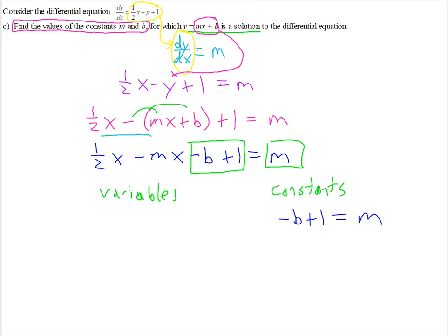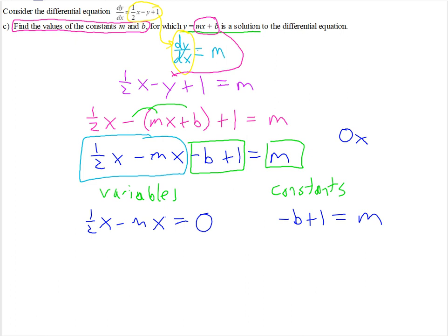Then we set the variables equal to each other. The variables on this side are 1/2 x minus mx. But notice there's no x's over here. There's no variables. So it's like having 0x over here, which is just 0. So we know that would equal 0. If the variables are equal on each side and the constants are equal, that'll make this a true equation. So that's what we can use to solve. We can't solve the constant one yet because it's got two unknowns, m and b. The variables does too, but there's a strategy you can use.